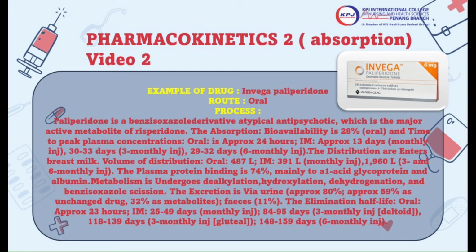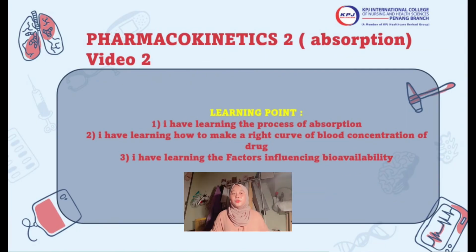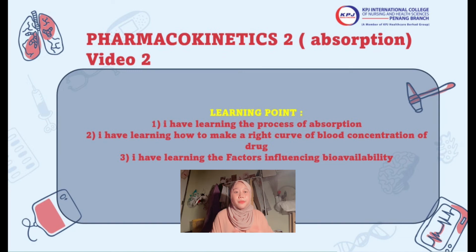The excretion is via urine, approximately 80%, approximately 59% as unchanged drug, 32% as metabolites, phase 11%. And the last one is the elimination half-life, approximately 23 hours. In this second video, I have learned the process of absorption and how to make a right curve of blood concentration of drug, and learned the factors influencing bioavailability.